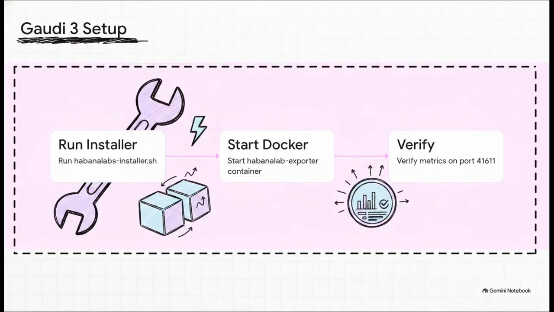Because it relies on Docker, this workflow is just incredibly streamlined. You run the Habana Labs installer script to get your base drivers locked in. Then, you literally just execute a Docker run command that pulls the metric exporter image directly from Habana Labs' vault. And just like that, your metrics are live. Verifying them is as simple as checking port 41611. It's crazy how fast you can spin this up.